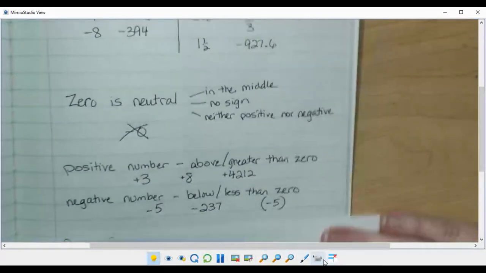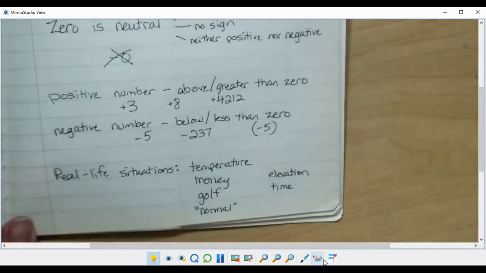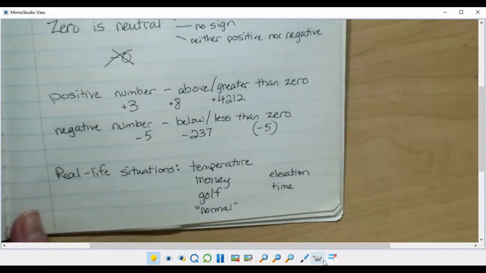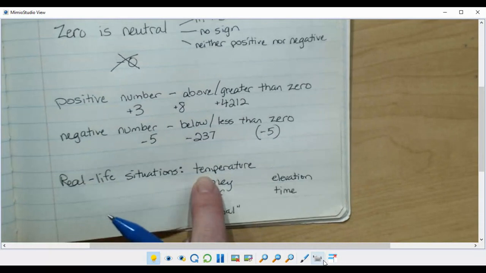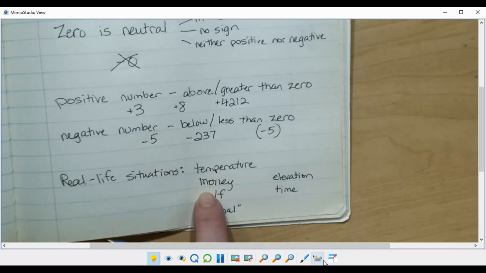Okay? All right. Real life situations where you might use this, and we will talk a whole lot about this on our Zoom tomorrow, but things like temperature. We got a snowstorm going. If you're paying attention to the weather, they might be talking about wind chills in the negative degrees. Money, your bank account, putting money in, taking money out.